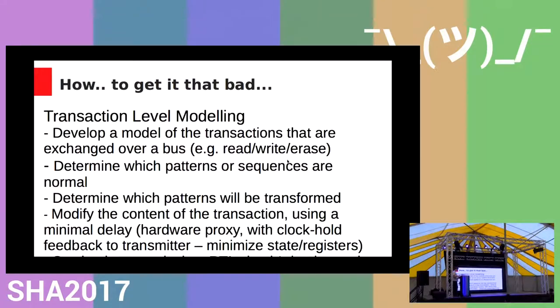Then you can modify the content of the transaction that happens actually inside this silent period. During that time, you have to hold back the clock that outputs these SPI transactions. You have to also optimize that logic, so you need a hardware proxy. You have to make specific RTL to actually reduce the number of gates that are being used. Then you have a successful hardware proxy.